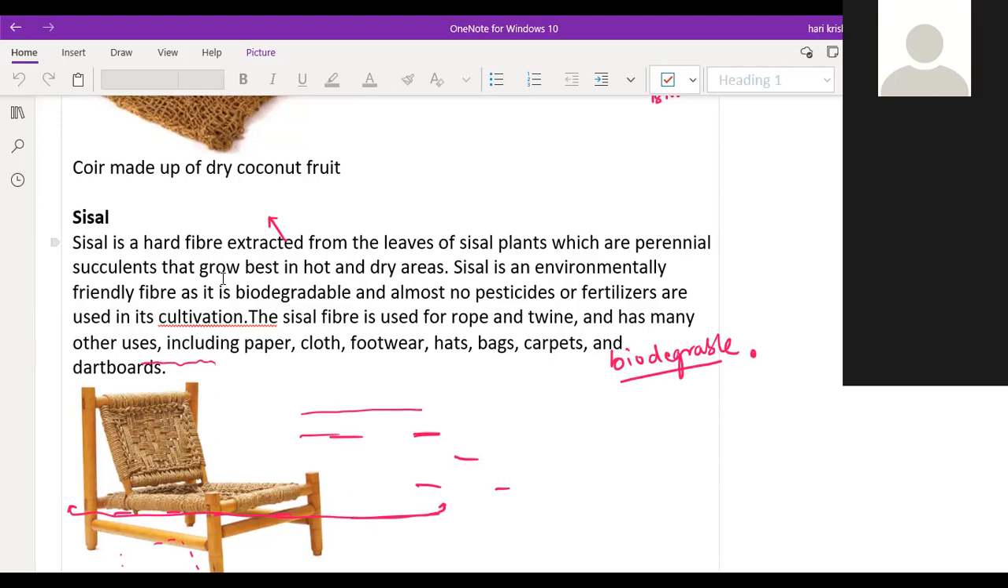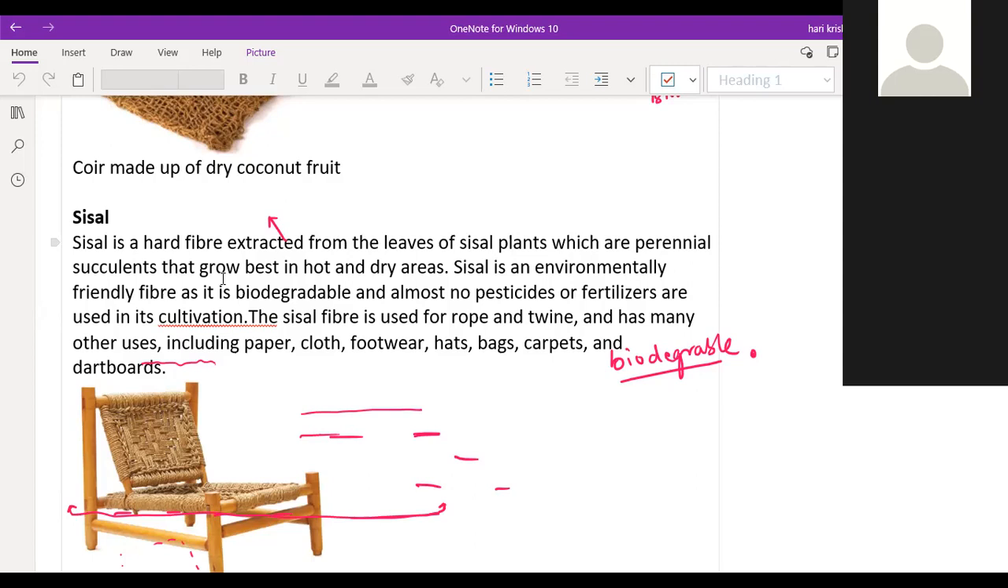So it can grow any time in the year. It's not like it grows only in the summer season or the winter season or the rainy season. It can grow at any time in the year. Okay, sir. It is also biodegradable in nature, and no fertilizers or pesticides are used in the cultivation of these sisal plants. With the help of this sisal fiber, which is obtained from the leaves of the sisal plant, you can prepare ropes, twine, paper, cloth, footwear, hats, bags, carpets, and dartboards also.